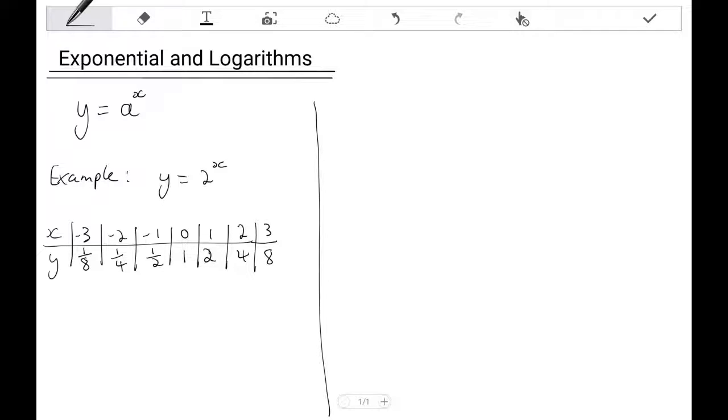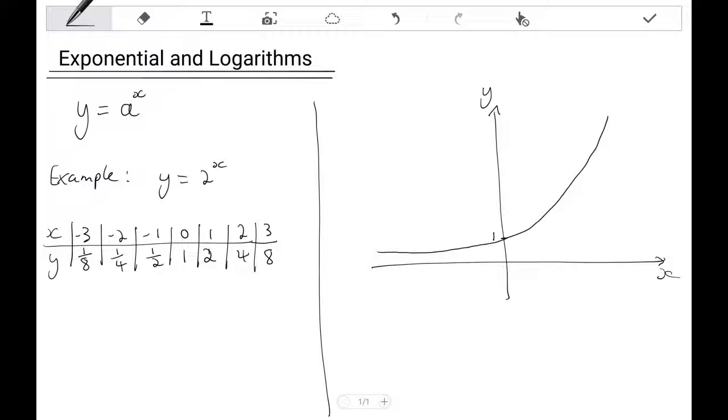Great. Okay, so now we can have a go at plotting our graph. So we're going to plot x against y, and we'll note that it goes to the point 0, 1, so we can mark that on there. Well, what does it do? As we go negative x, it's getting closer and closer to the x-axis, and as we're going positive x, it's getting further and further away. So it looks something like that. Okay, so that is the graph for a equaling 2.